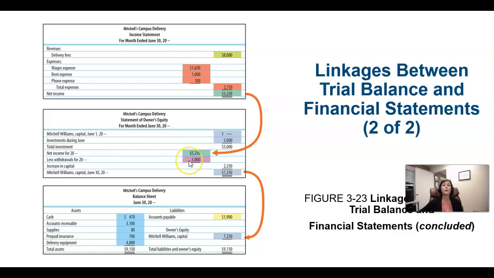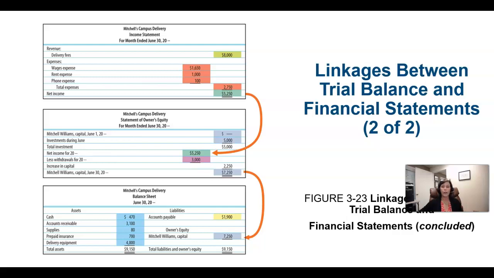And then we would subtract any losses, or excuse me, withdrawals, I apologize, withdrawals, and we're going to net together the net income and the withdrawals to come up with the total change in his equity position during the period. Because he withdrew less than the net income, his overall equity will go up by $2,250. We're going to add that to the investments that he had, and his ending equity position is going to be $7,250.